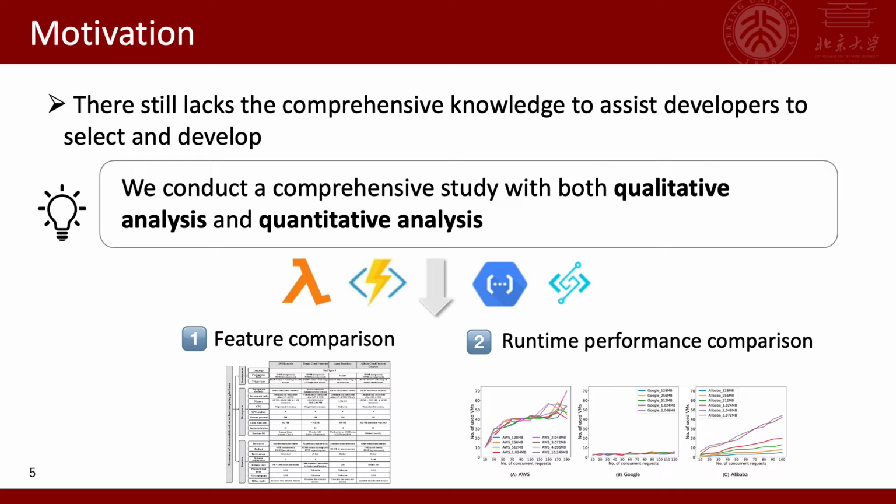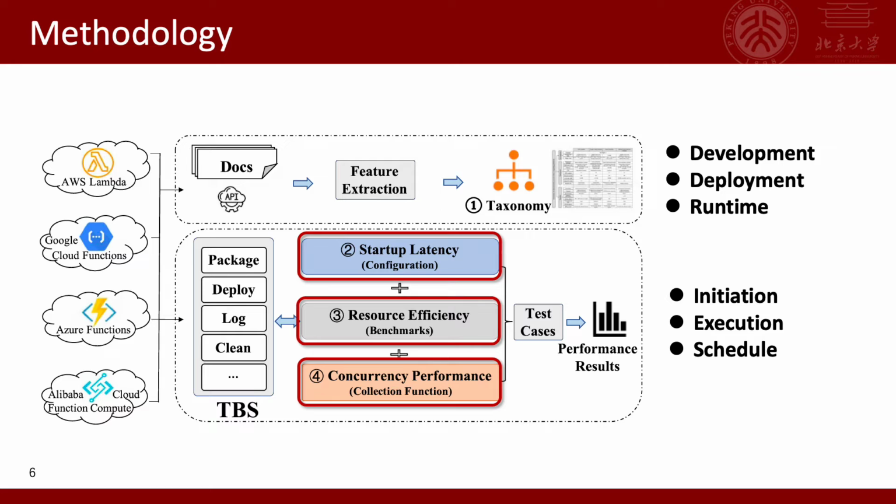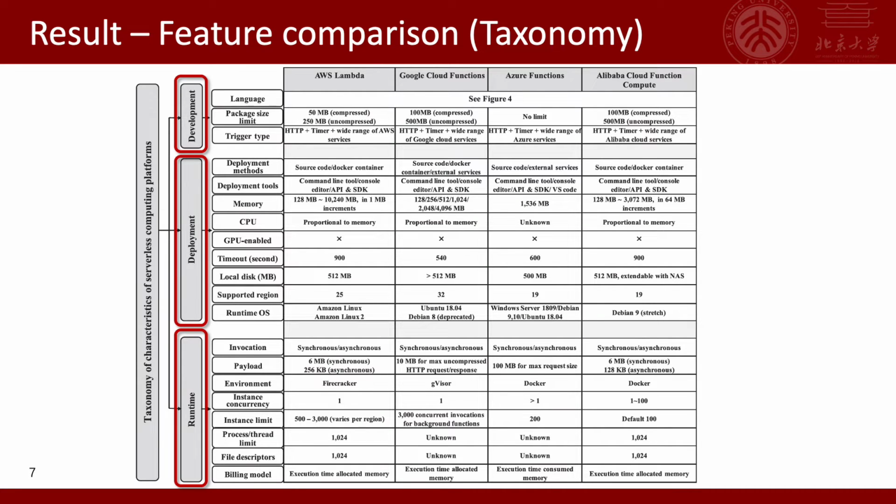Thus, in this work, we conduct a comprehensive qualitative analysis and quantitative analysis of four mainstream commodity serverless computing platforms. They are Amazon's Lambda, Microsoft's Azure Functions, Google Cloud Functions, and Alibaba's Function Compute. Specifically, in qualitative analysis, we construct a taxonomy by summarizing characteristics from three aspects of development, deployment, and runtime. In the quantitative analysis, we mainly explore the performance characteristics of runtime. Next, we will introduce our results.